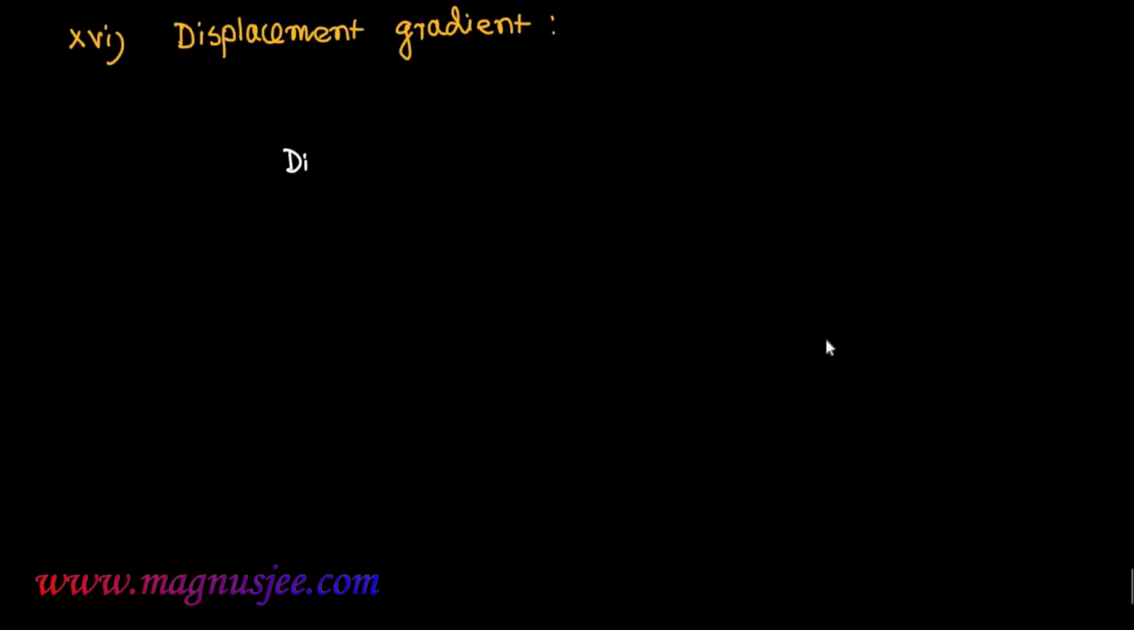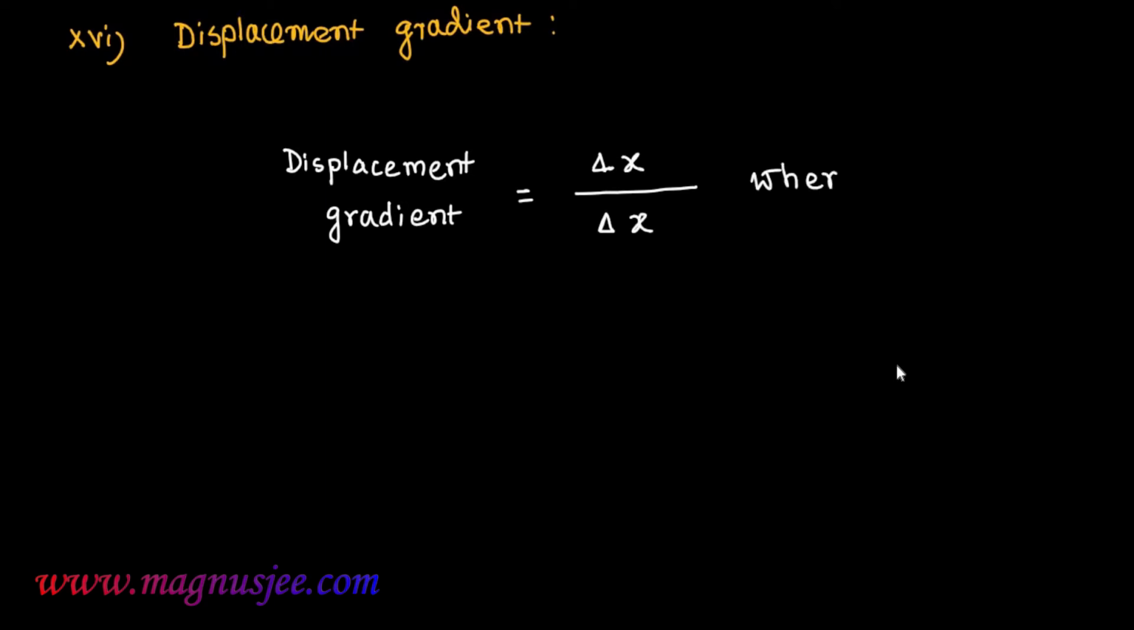We have to find the dimensions of displacement gradient. We know that displacement gradient is the rate of change of displacement with respect to distance. Displacement gradient is equal to delta x by delta x, where delta x is the change in displacement. Hence we can say that displacement gradient is the rate of change in displacement with respect to distance.